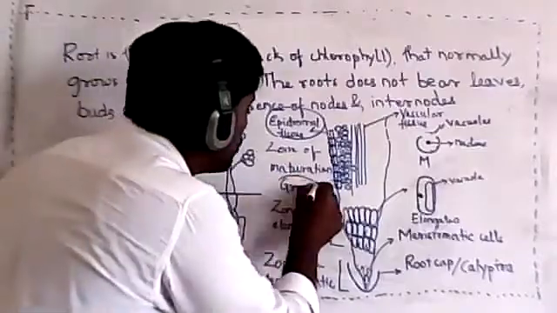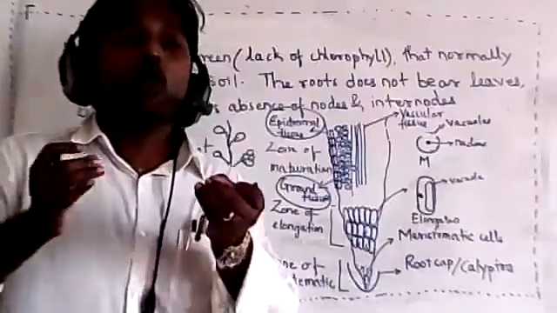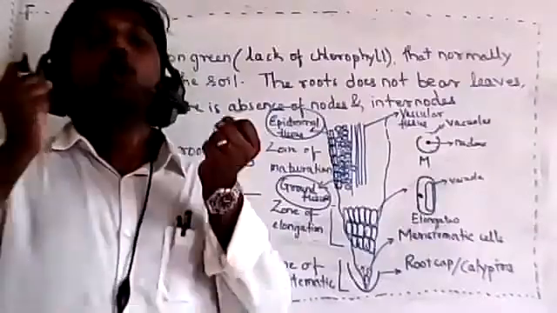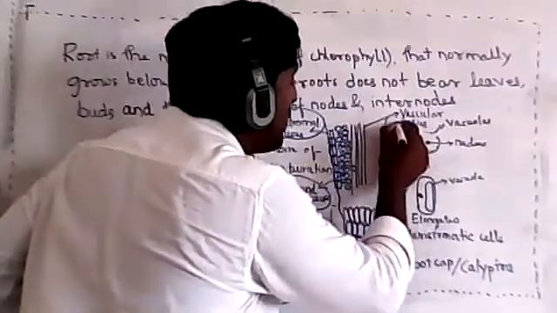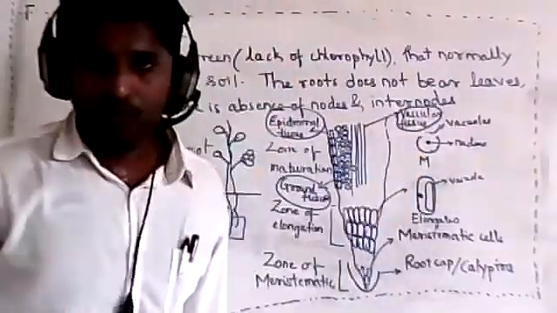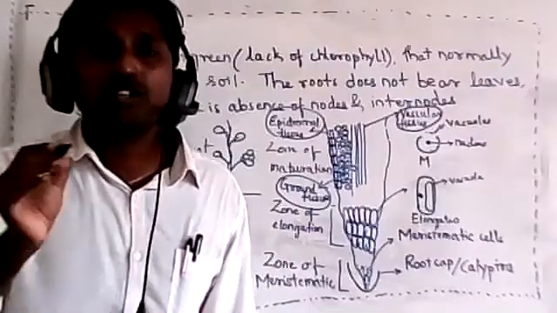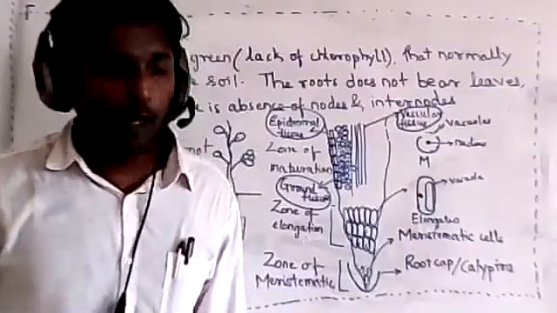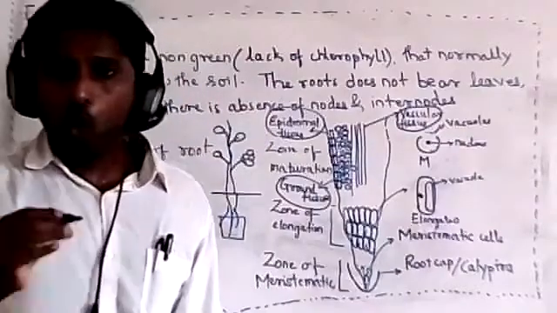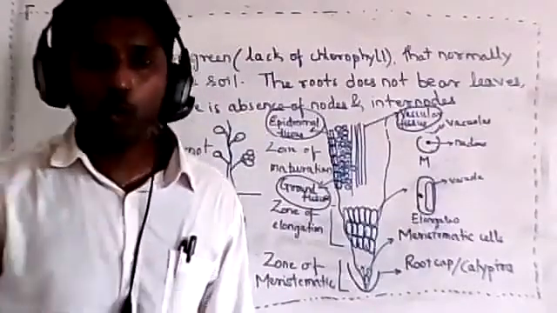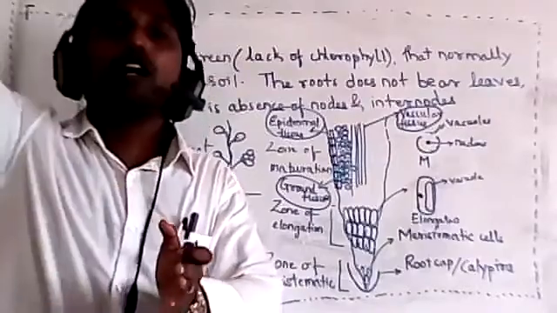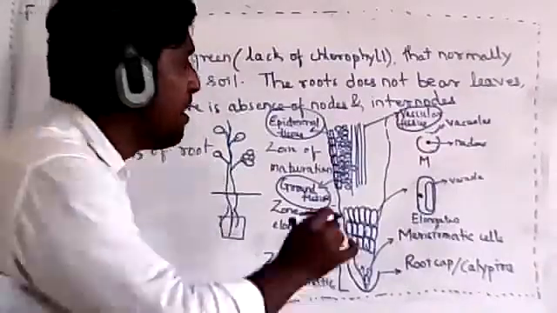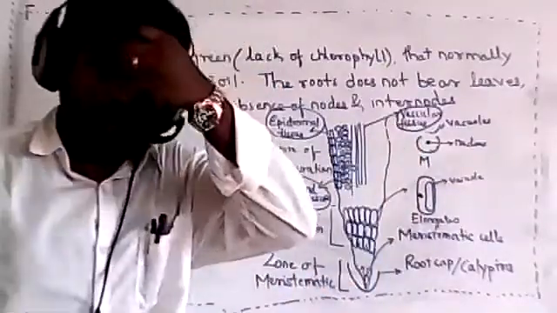Next, ground tissue. What is the role of ground tissue? It will give mechanical support. It will strengthen the roots. Then the vascular tissue: the role of vascular tissue is transport of water and minerals. The tissue that transports water and minerals from the soil to other parts of the plant, we call vascular tissue.